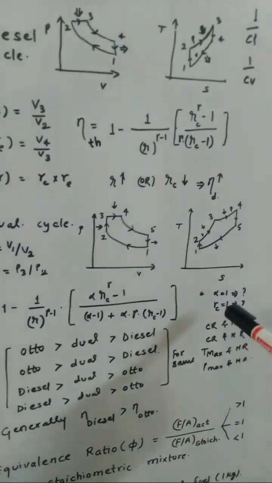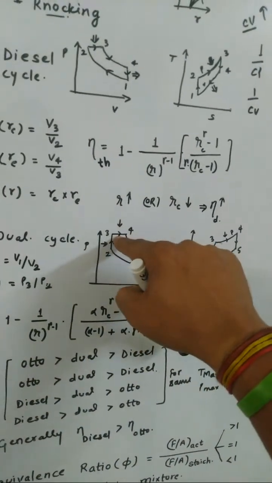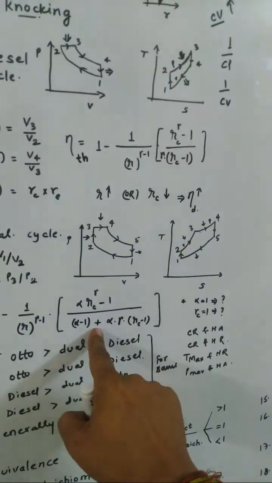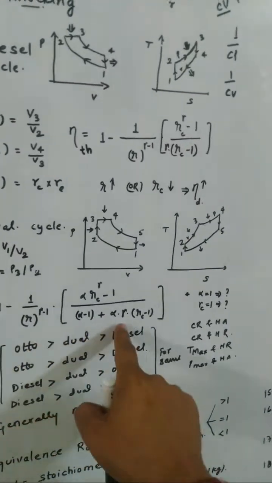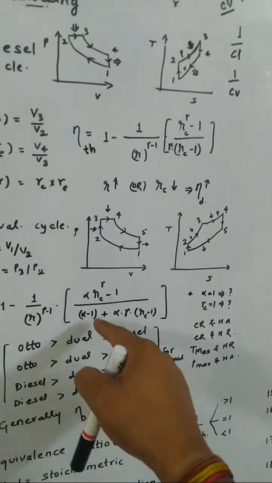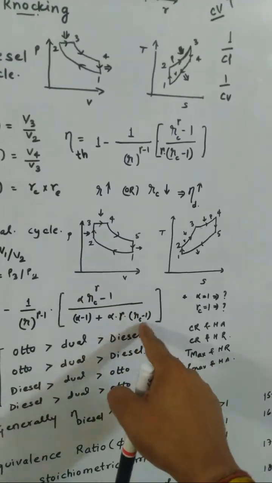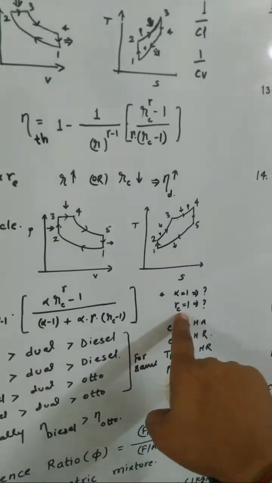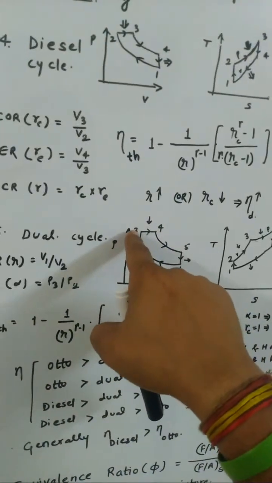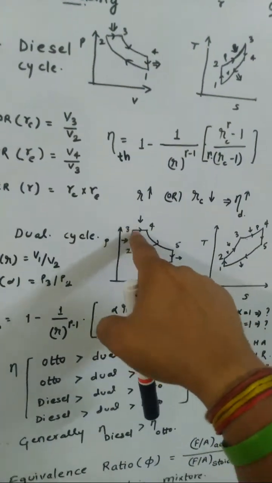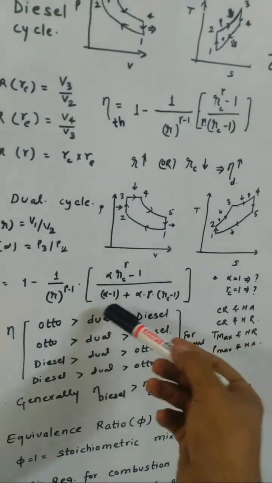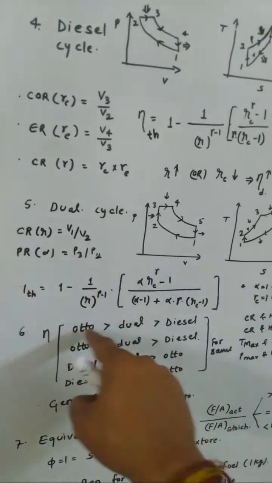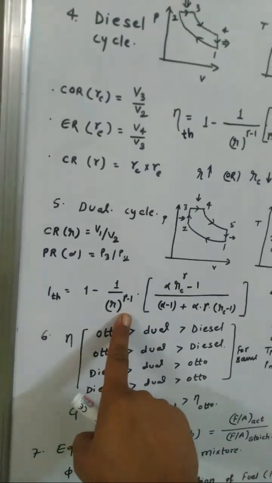You can check that if alpha is 1, meaning P2 equals P3, and you put the value, it will give the diesel cycle formula: RC to the power gamma minus 1 divided by gamma into RC minus 1. Similarly, if RC equals 1, where RC is the cutoff ratio, V3 becomes equal to V4, so this will be the Otto cycle. If you put RC equals 1, this term will go, the alpha minus 1 cancels out, only this will remain, and this will be the efficiency of the Otto cycle.